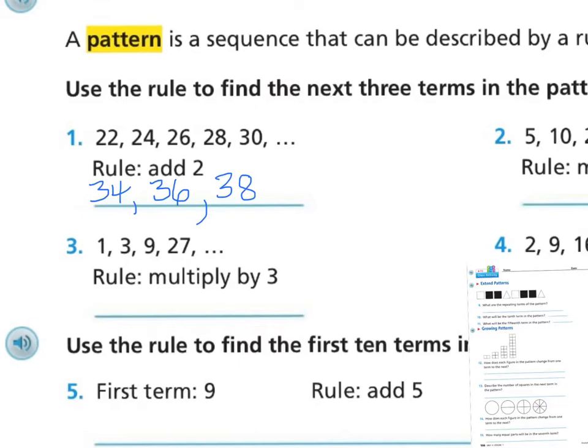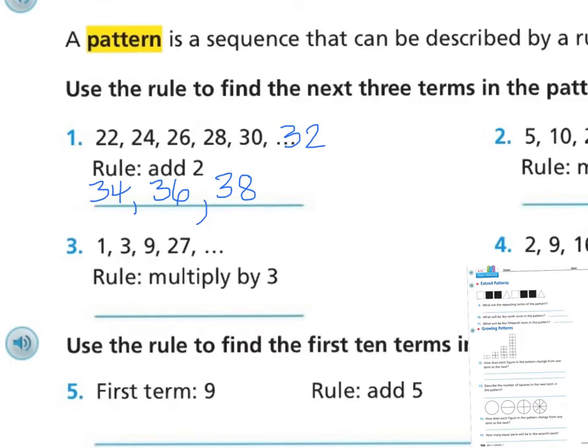You know what I forgot to do is I forgot to do the 32 here. So we're going to pretend there's a 32 here. So it should be 30 plus 2, 32. 32 plus 2, 34, and so on.